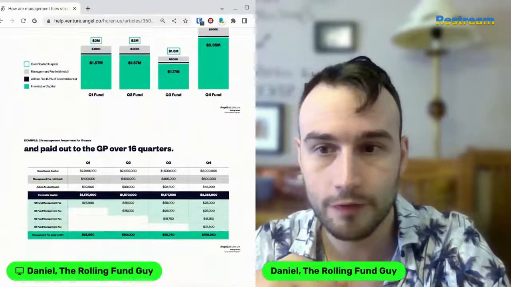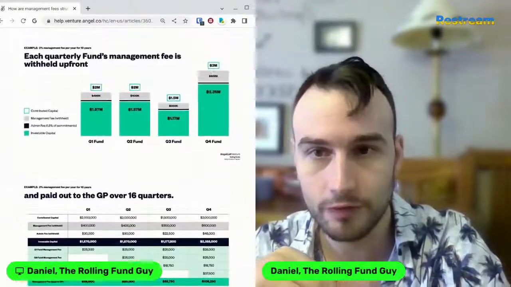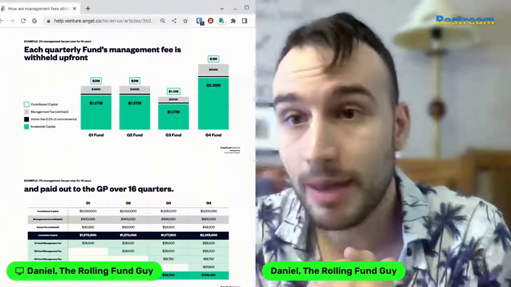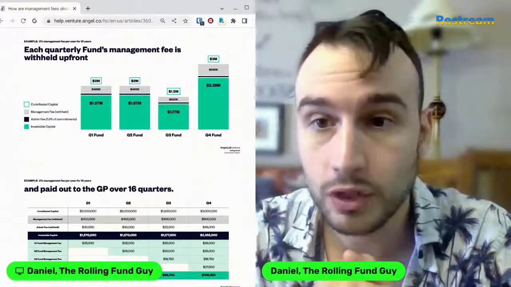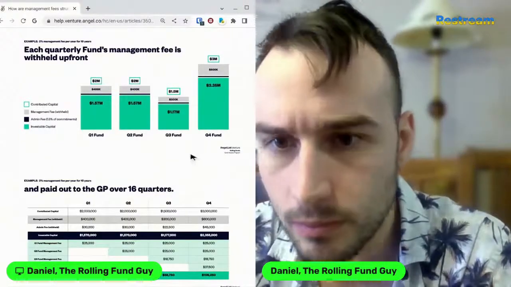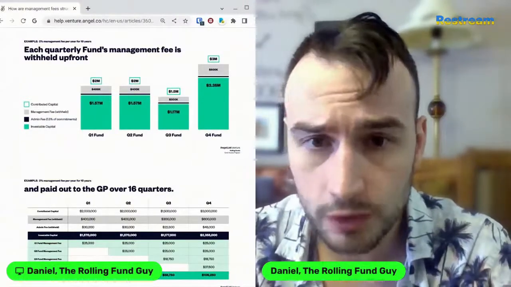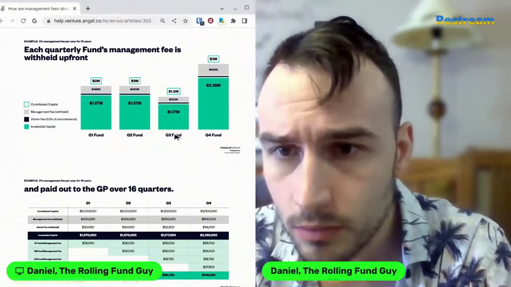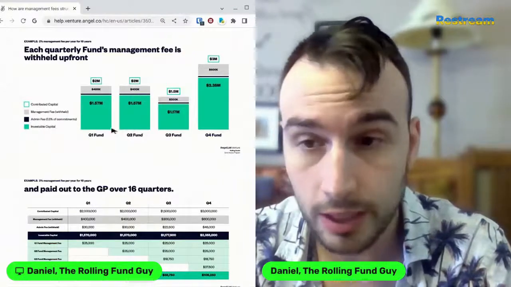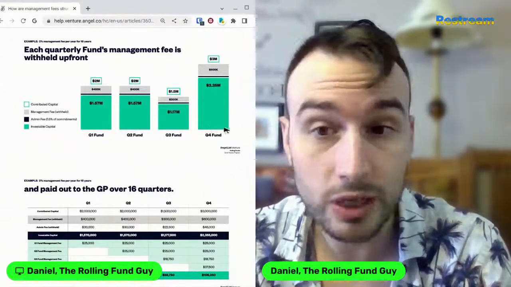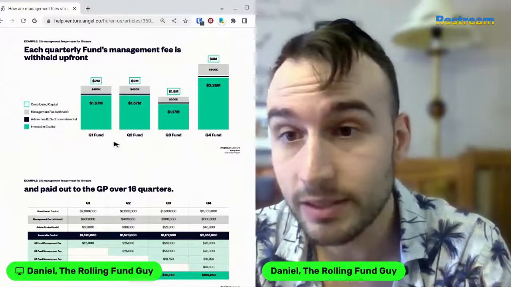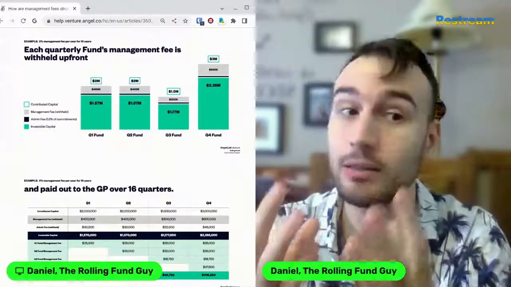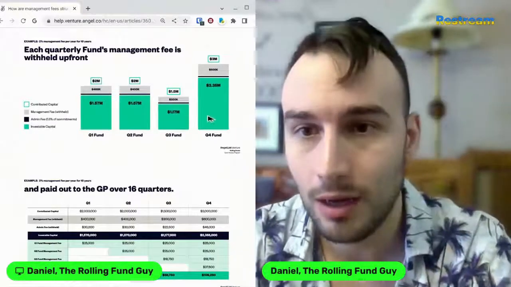We have a second graph. Let's take a closer look at these graphs. Example: 2% management fee per year over 10 years. We have 4 quarters of a fund's life here. In our green, you guys probably can't see the text. The bottom green part of each bar is investable capital, so the money that's pooled, waiting to be deployed in the fund.